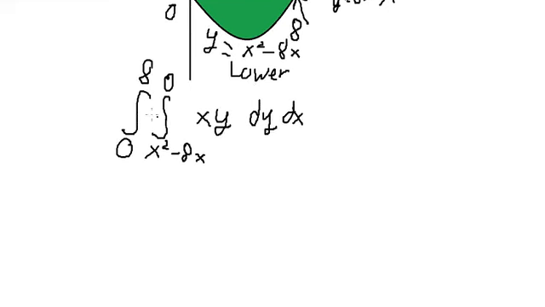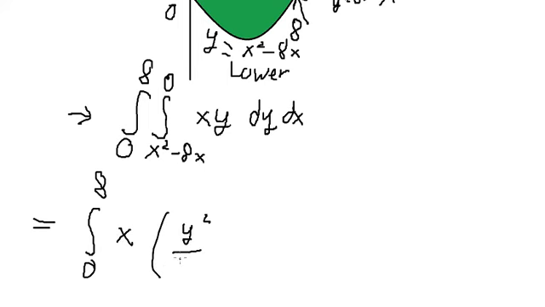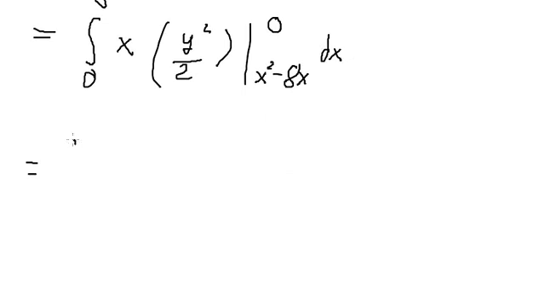And now we need to find the value of this one. The integration of y, we will have y squared over 2. And we put the bounds from x squared minus ax to 0 in here. So we put 0 going here and this one going here.